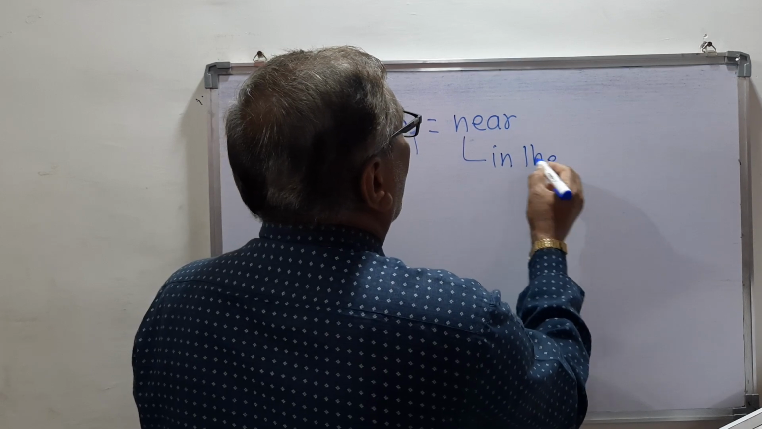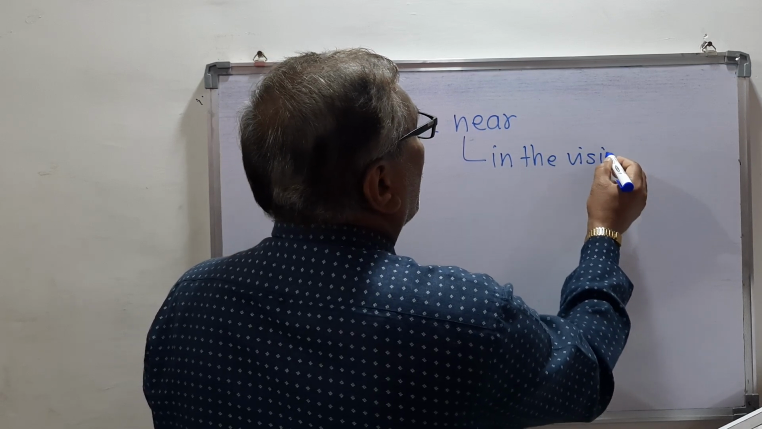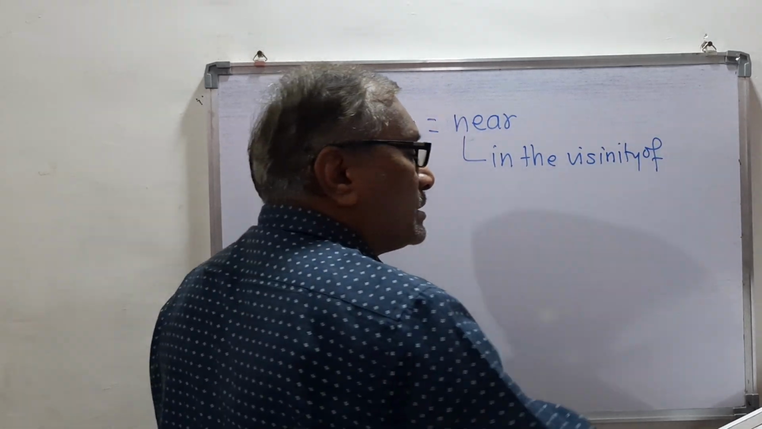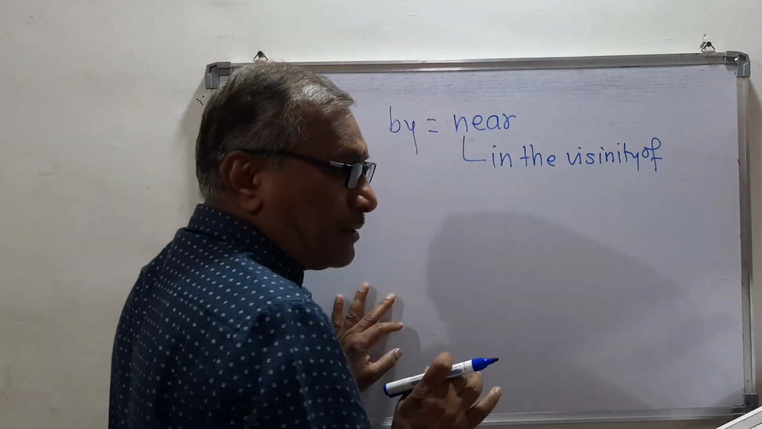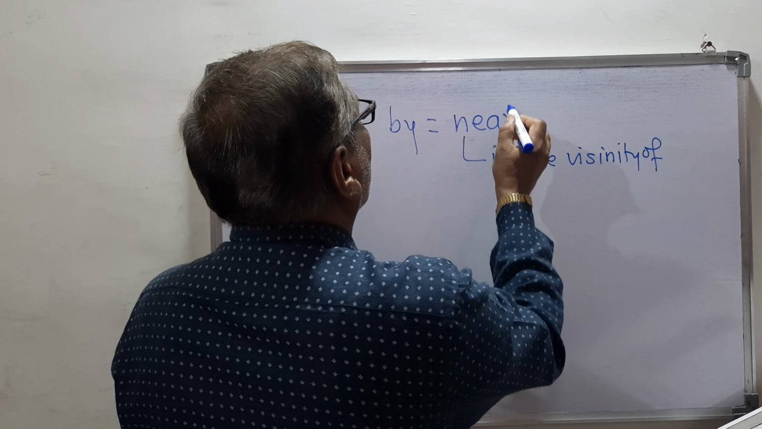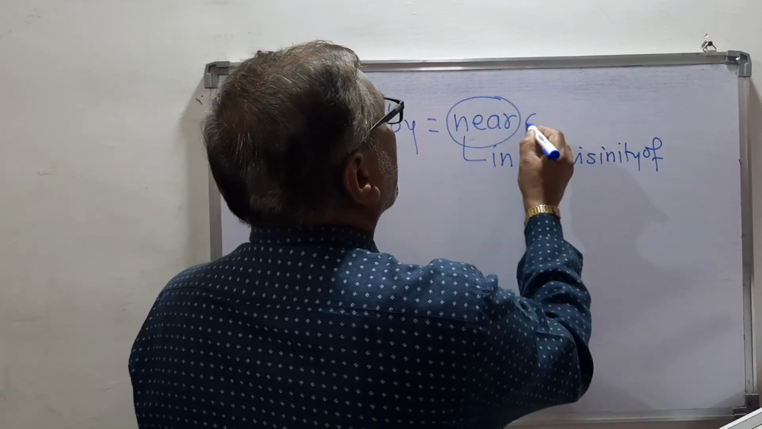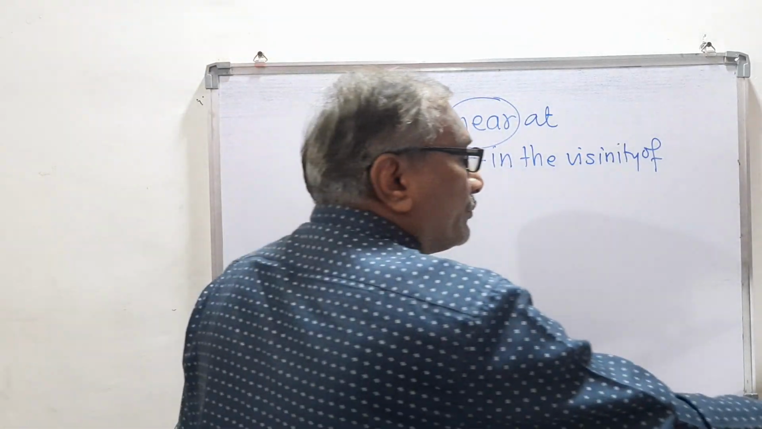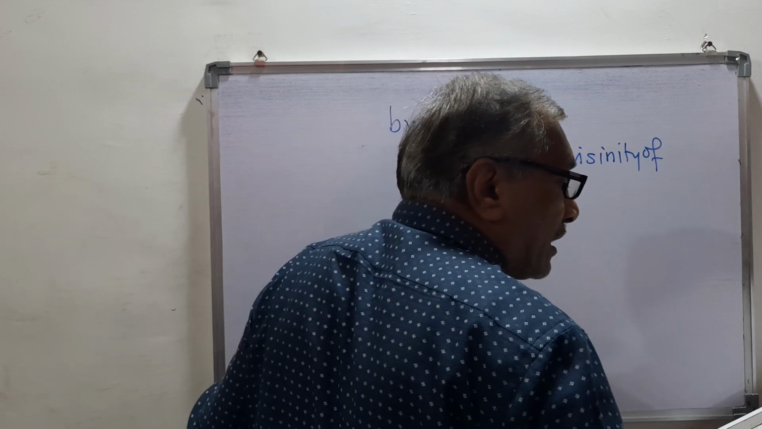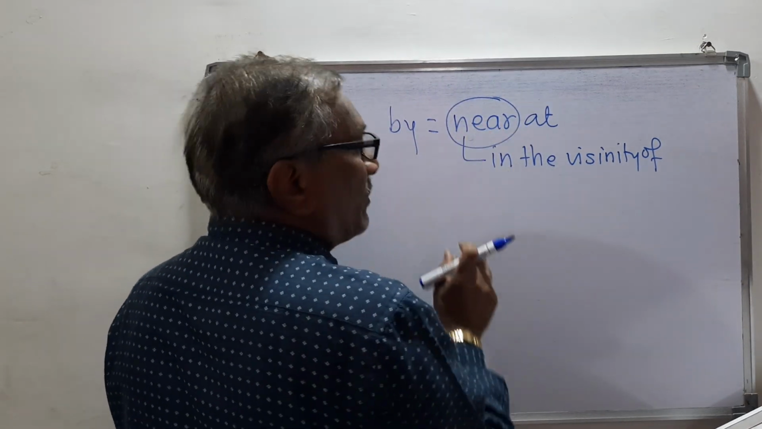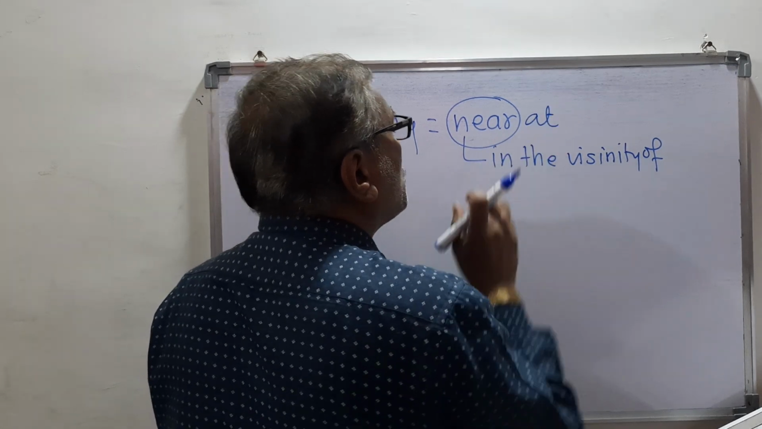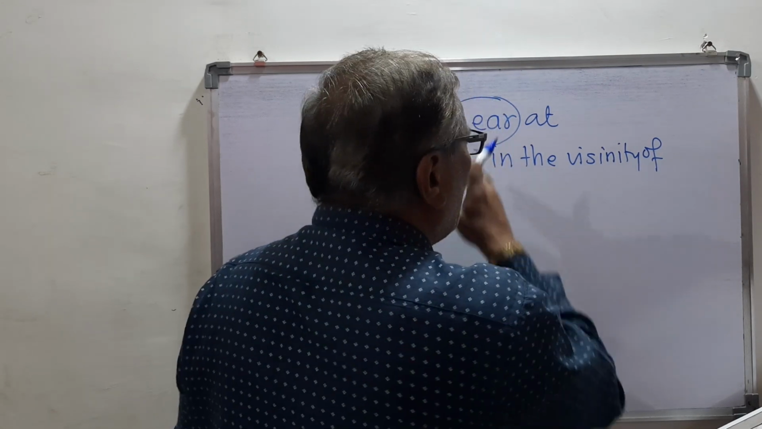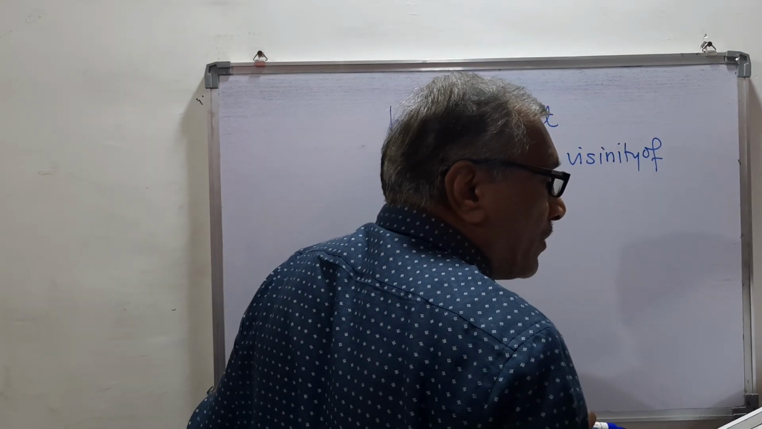In the vicinity of. In the vicinity of means very near. Near means at. At means what? In the vicinity of. So what is the meaning? The meaning is near, very, very close. By means in the vicinity of, means very near. That is the meaning of by.